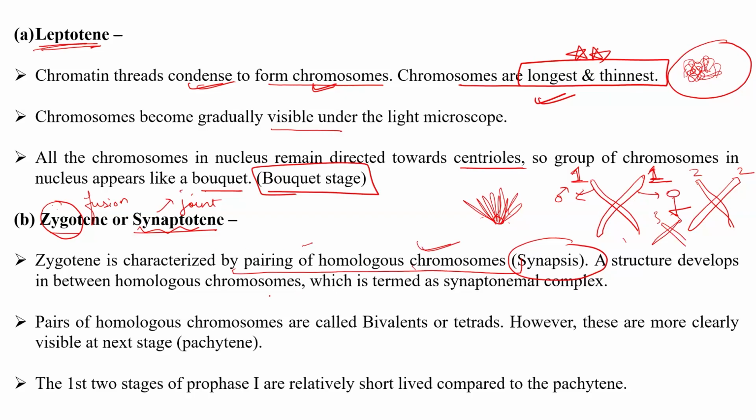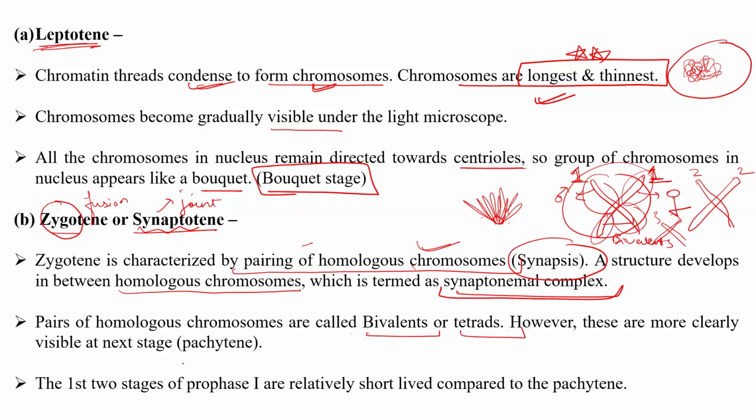A structure develops in between the homologous chromosomes, which is termed the synaptonemal complex. The structure developed by the fusion of these 2 homologous chromosomes is known as the synaptonemal complex. And the pair of homologous chromosomes is called a bivalent or tetrad. You can see here, these are called bivalents, or they may be called tetrads because of these 4 arms. They are more clearly visible at the next stage, pachytene.